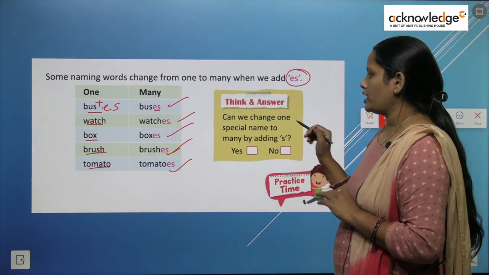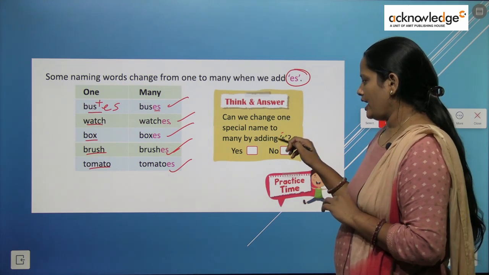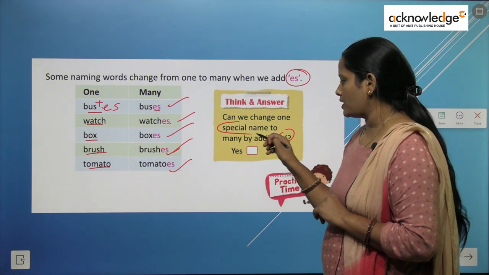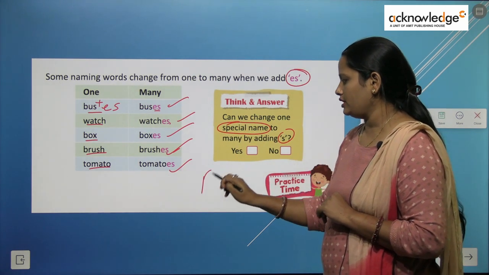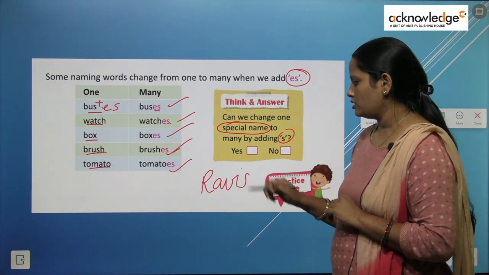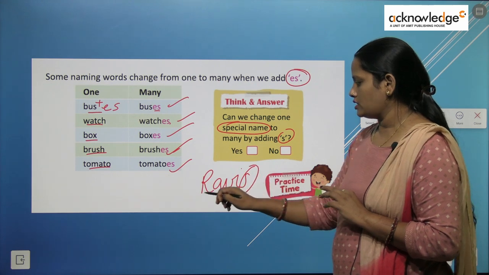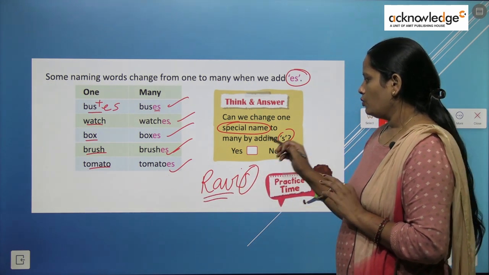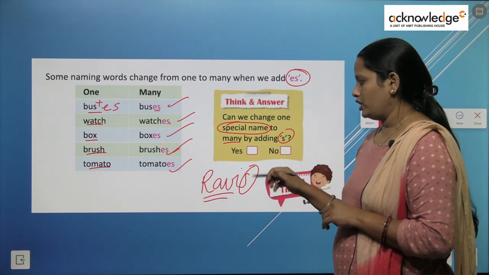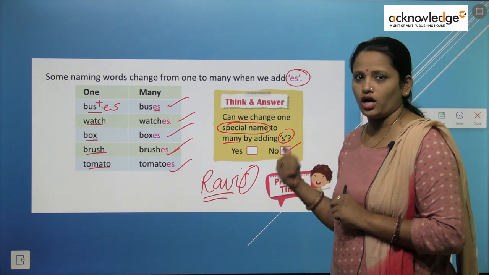Can we change one special name to many by adding S? We are talking here about a special name like Ravi. If we add S to this special name, will it become many? The question is this. No, it will not become many. So, this one is correct. We have to tick on no.